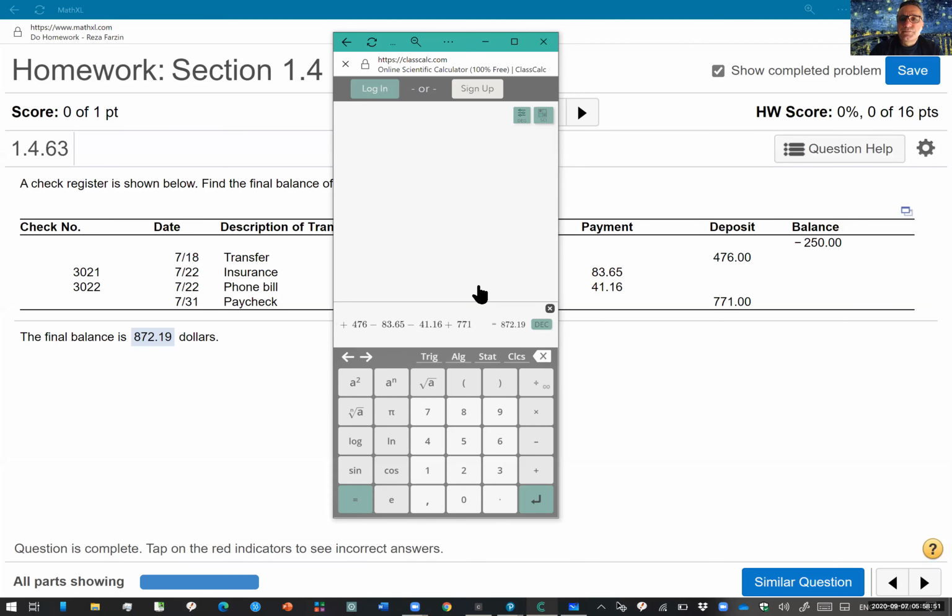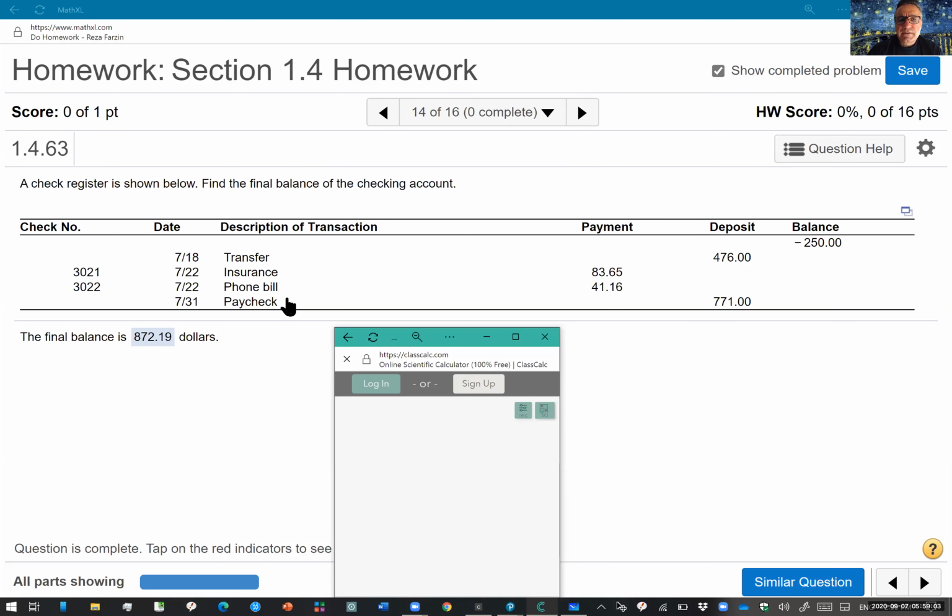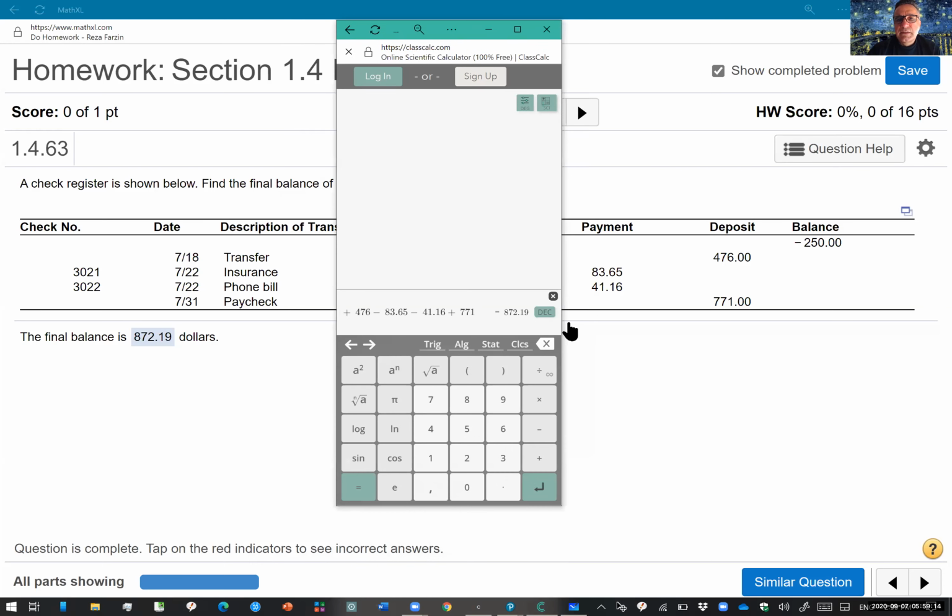That's exactly what you do, okay? Here, these are gonna be adds, right? Because they're deposits. These are gonna be what? Subtractions, okay? They're payments. So in other words, you're writing a check to your insurance company. You're writing a check to your phone company, right? So those are gonna be subtractions from your account. These are gonna be additions, and that's the original balance.